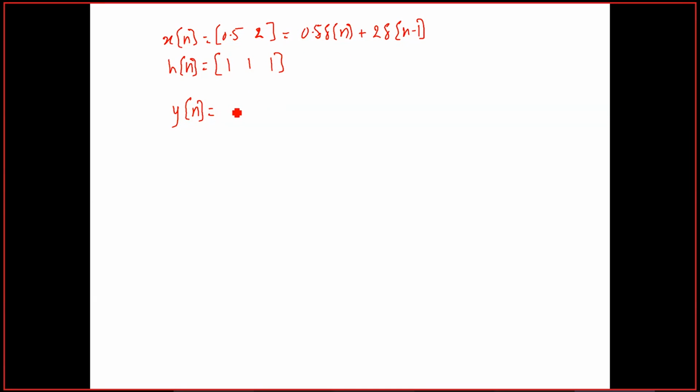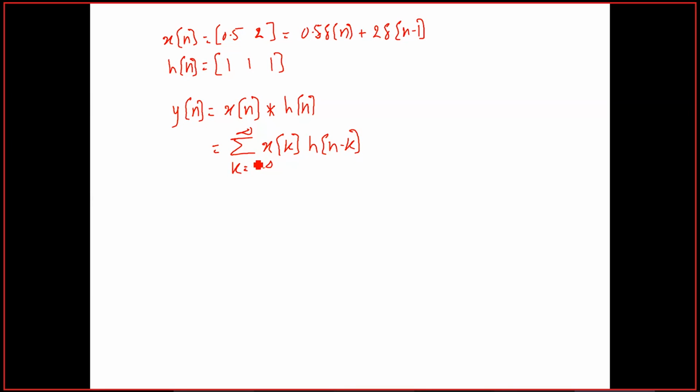But if you want to just stick to, let's say, a pure mathematical way without any graphical representation, then we will do it like this. We just say that the output is just the convolution of x of n with h of n, and convolution means the convolution sum, k equal to minus infinity to infinity, x of k, h of n minus k.